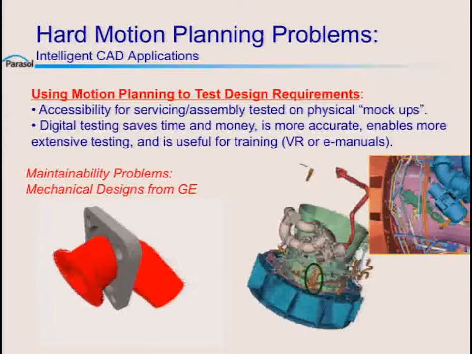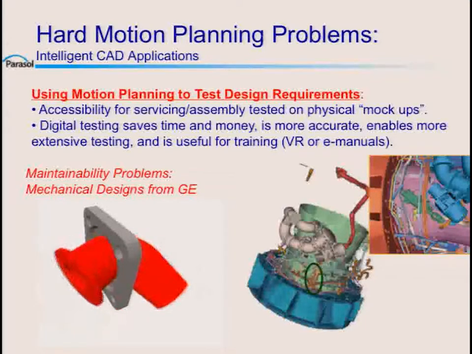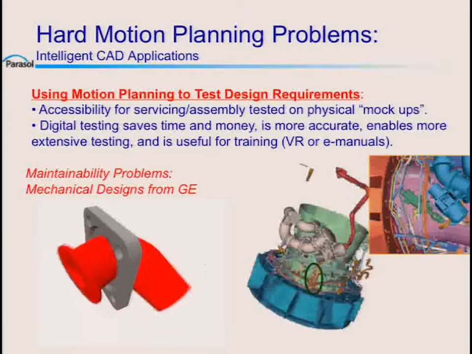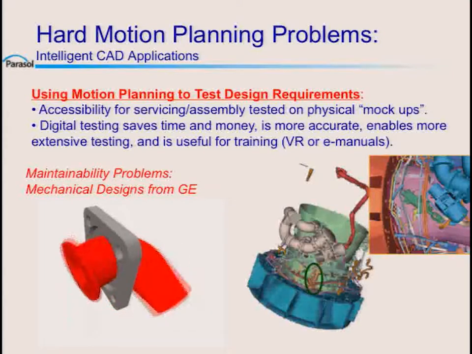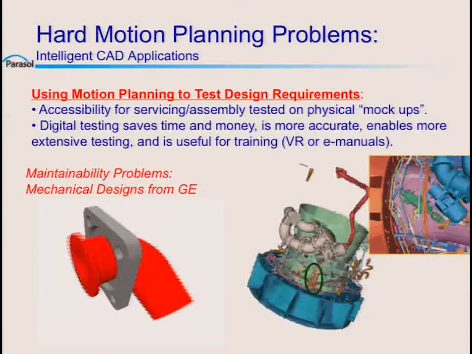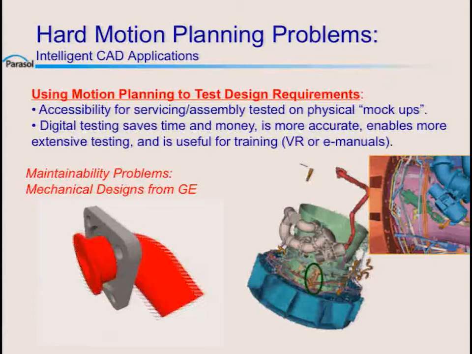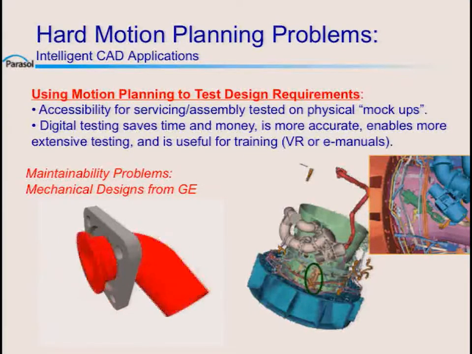First off, here's an example that comes from intelligent CAD applications. These are problems that both came from General Electric, and they were examples of cases where the engineers came up with a different design because they weren't able to test things appropriately in the planning phase. Had they had available a motion planner that was integrated into their CAD system, they could have come up with a different design.